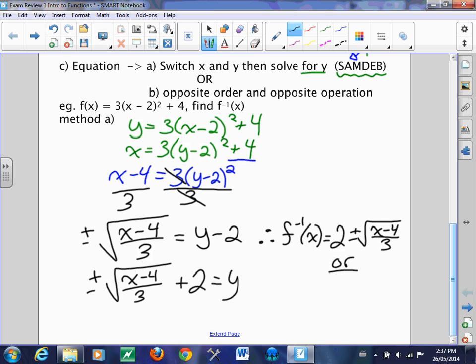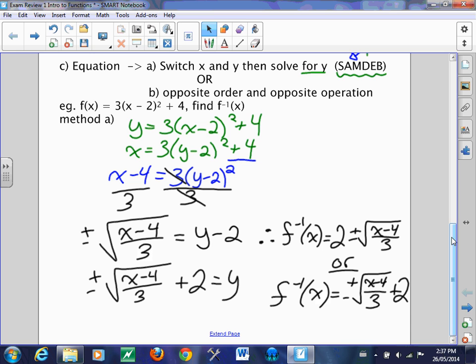Or you could say, just like you wrote down there, plus or minus the square root of (x minus 4) divided by 3, and then plus 2. All right, you could have either answer. All right, let's take a look at the second method. Okay, I'm going to flip the page.